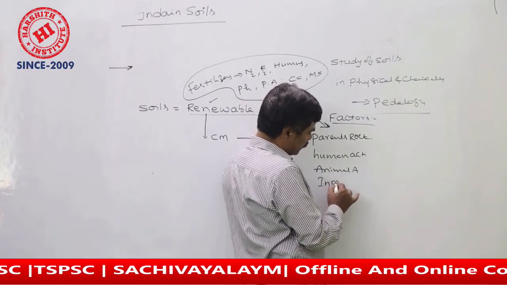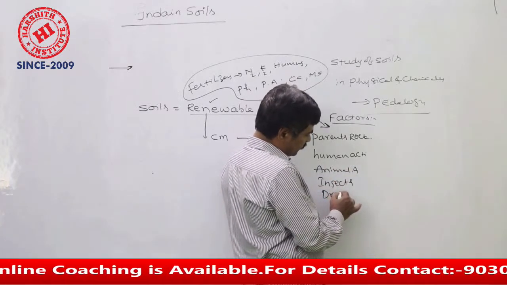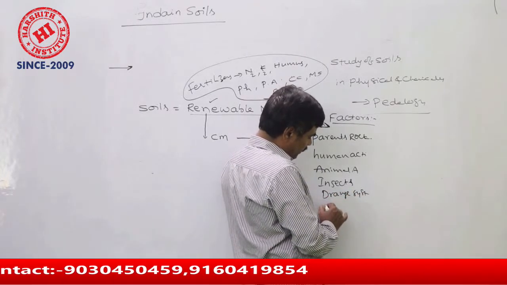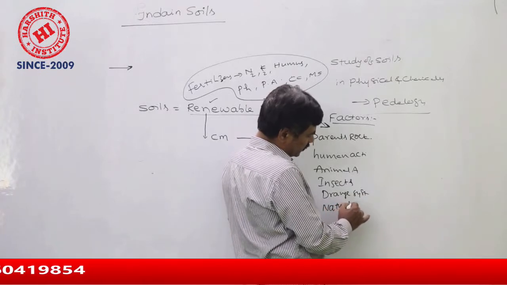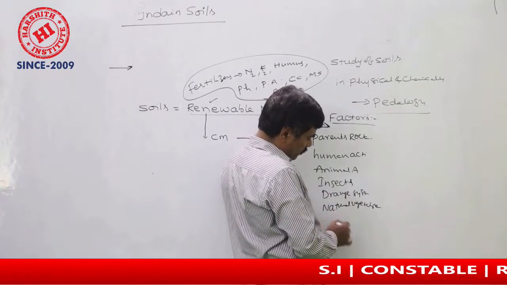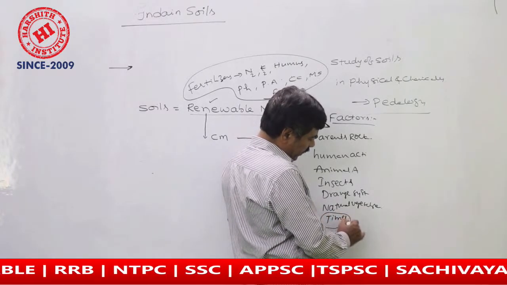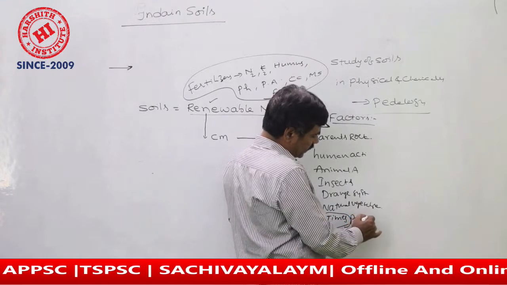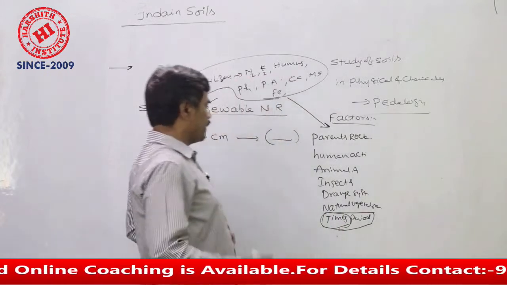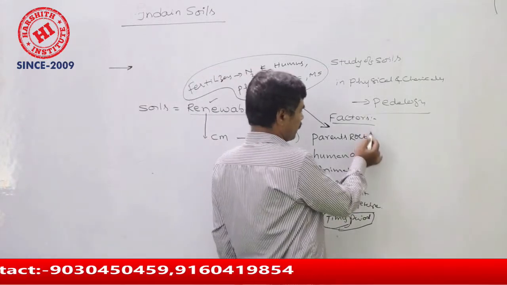So insects also can improve the soil fertility and also the drainage system, and also natural vegetation. This can also improve the natural resource, and the time period is also very essential to improve the soil fertility. So these are some important factors to improve the soil fertility.